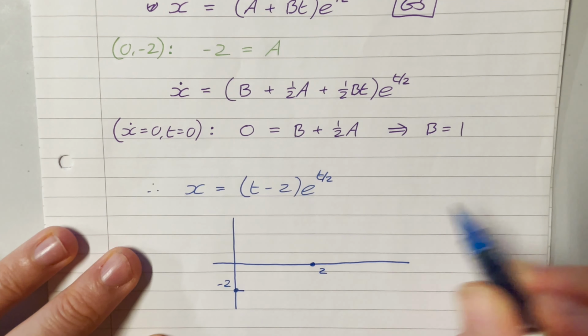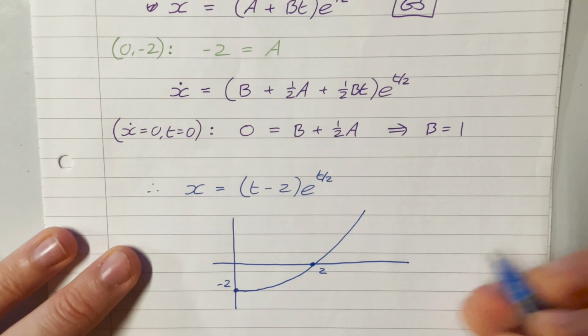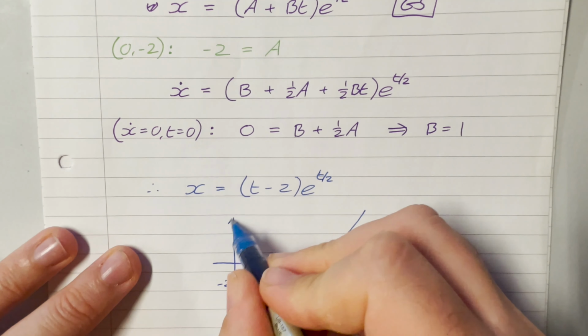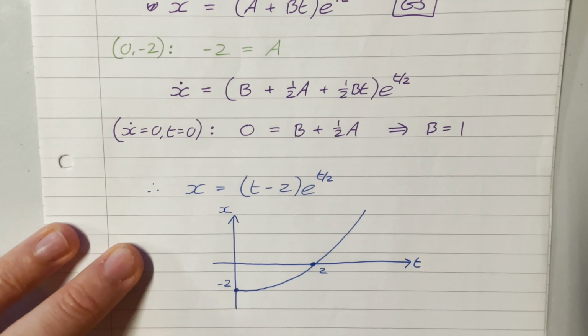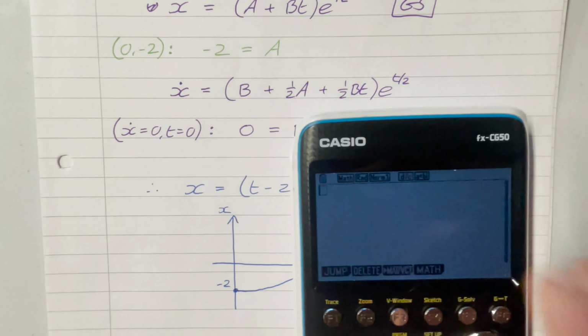And it's going to look like an exponentially increasing function. So its gradient is always going to be increasing. There's my t-axis, and there's my x-axis. Okay, there's my sketch. Of course, if you have a GDC, you could look to confirm that.